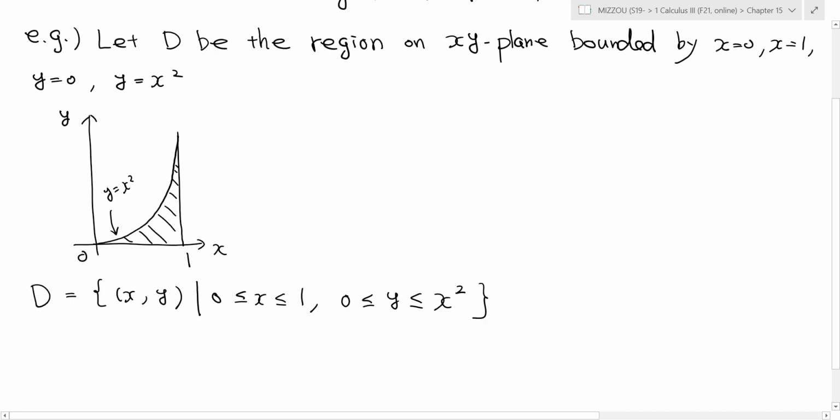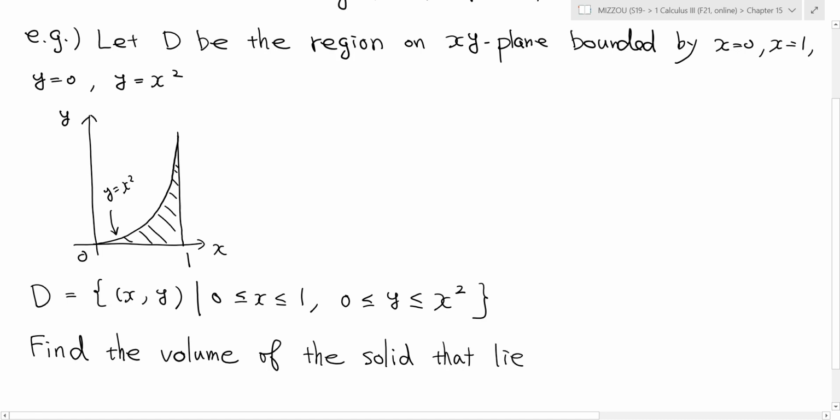Okay. Then now, the question is this. Find the volume of the solid that lies below z is equal to x squared plus y squared plus 1, and above this region D on the xy plane.